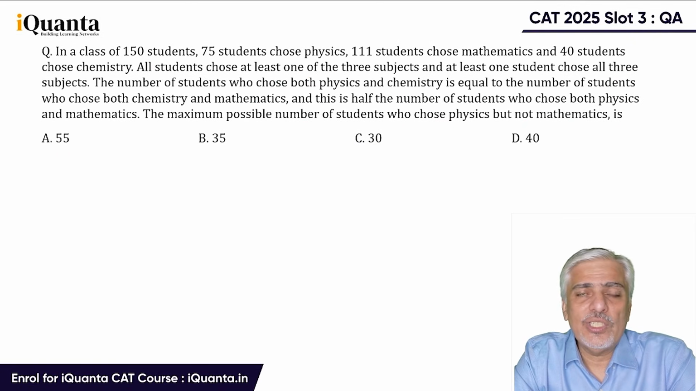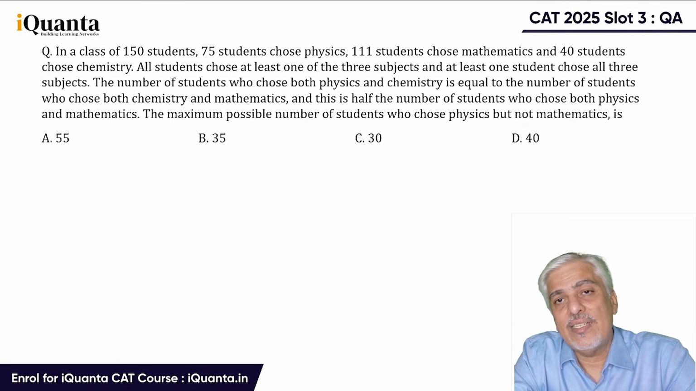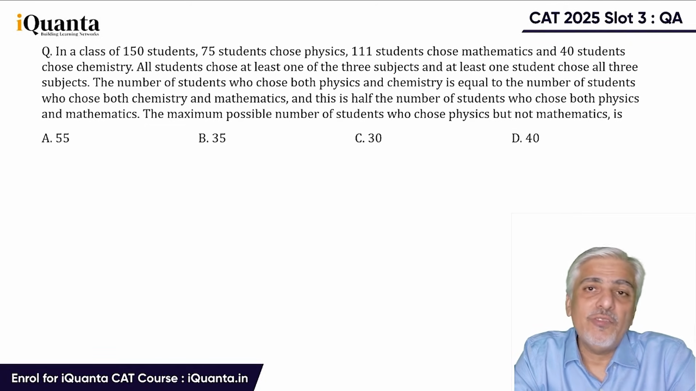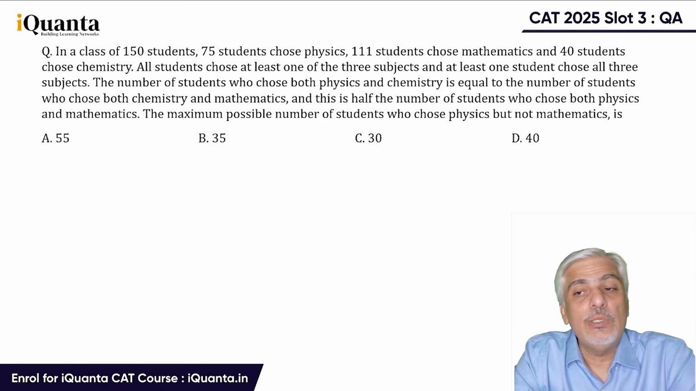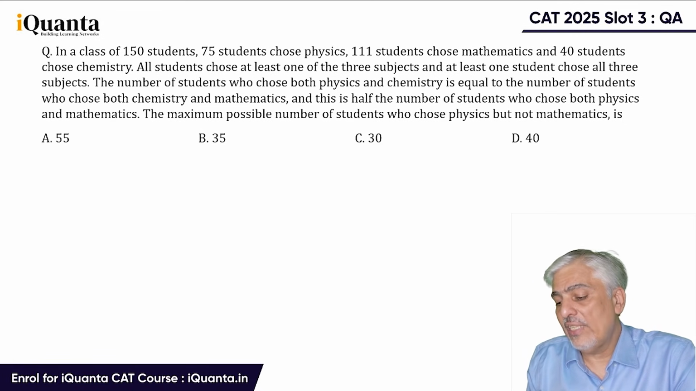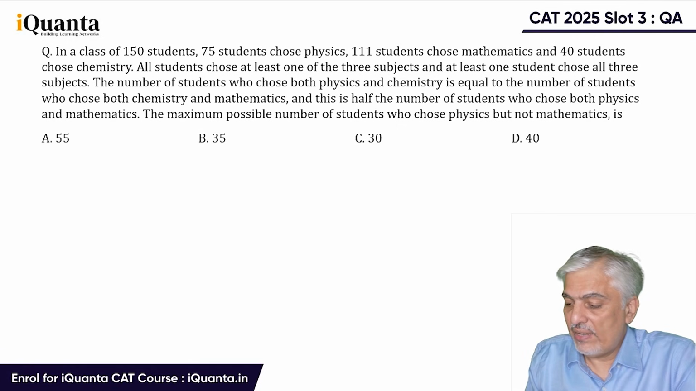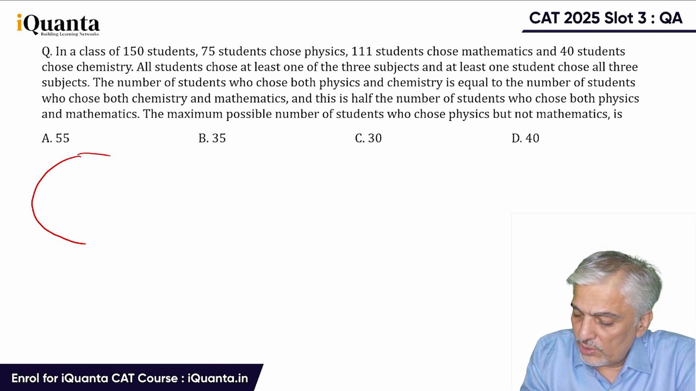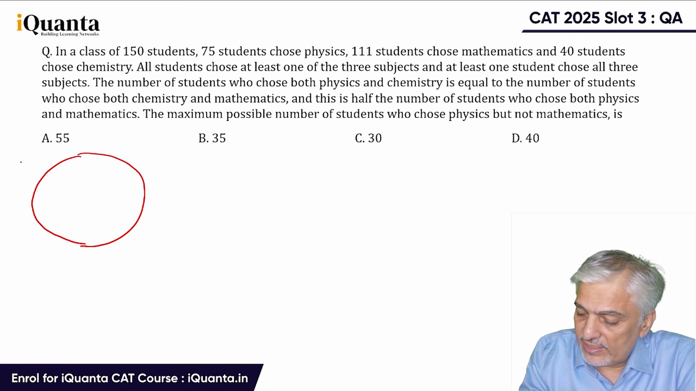Let's have a look at the next question. The next question is initially a standard question from Venn diagram. Again, a long read, but if you finally look at the whole question, and if you had practiced enough of Venn diagram, I think this was a doable question. In a class of 150 students, 75 students have taken physics. There are three subjects: physics, chemistry, and maths. So 75 have taken physics.